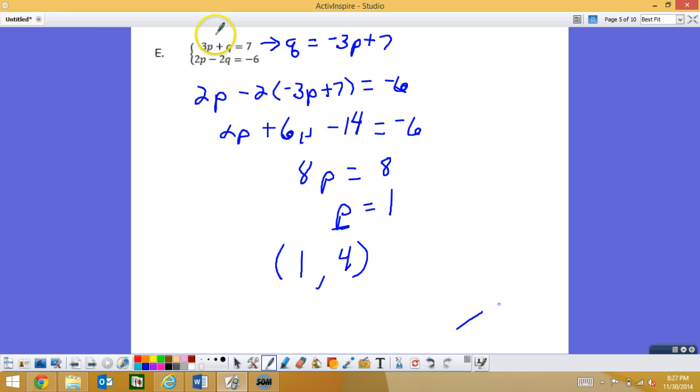Again, we can check this. 3 plus 4 is in fact 7. And 2 minus 8 is negative 6. So (1, 4) is our solution. That's using substitution. Now another method, and using substitution for that was not too bad.